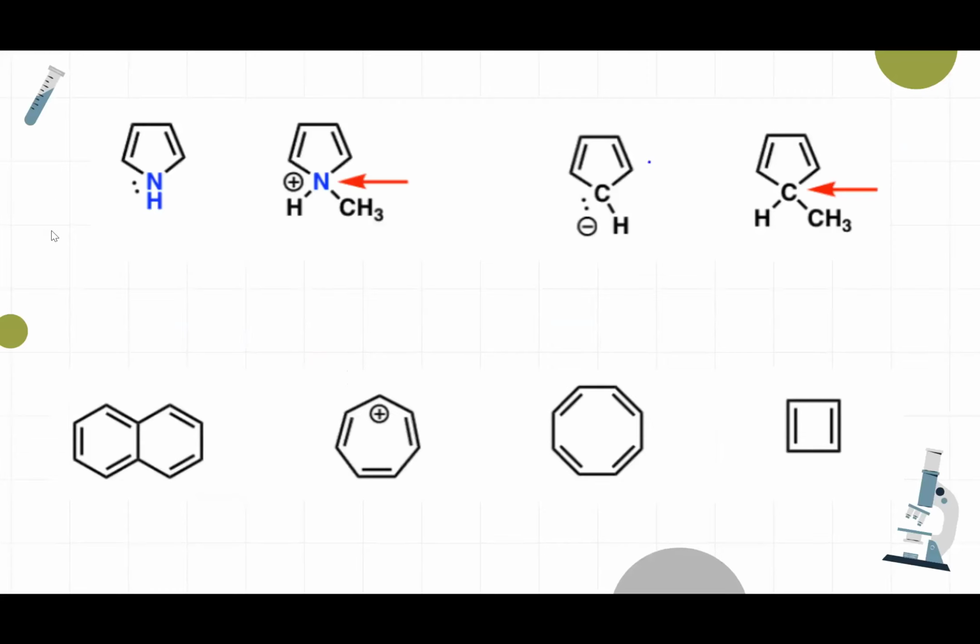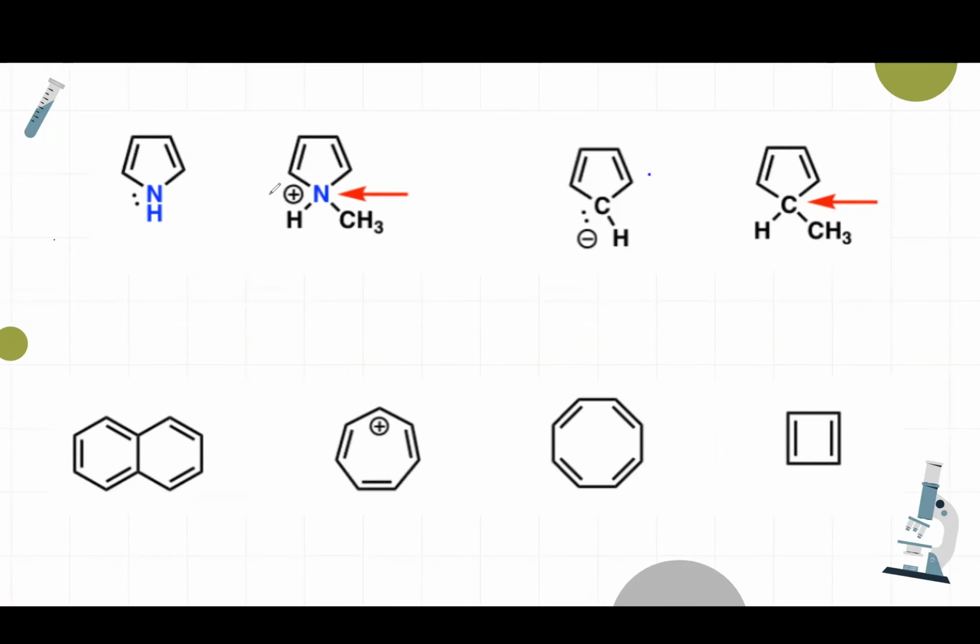Here we are with example problems that we could do. For the first one, let's see if it's aromatic or not aromatic. I'll give you like 5 minutes. You can pause it on your own and figure out each one, and I'll be going over it right now.